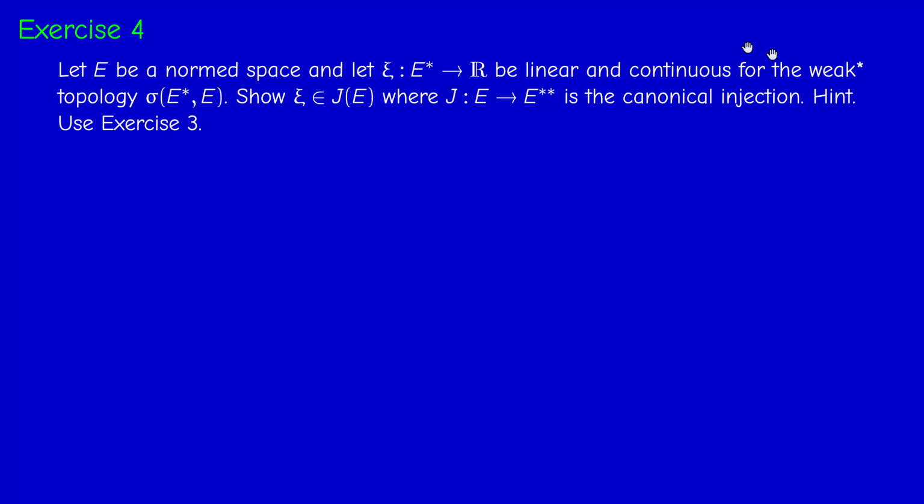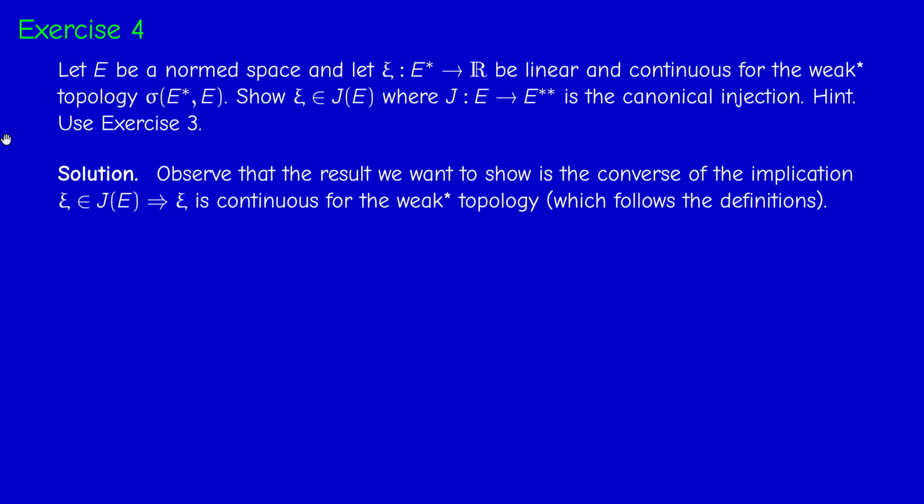Now, as you know, not every Xi in the dual of E double star belongs to J of E. So this is true if E is reflexive. J is not necessarily surjective. So what we want to prove actually is the converse of the implication that if Xi is in J of E, then Xi is continuous for the weak star topology. And this follows precisely from the definition of the weak star topology, because the weak star topology makes continuous all these maps that live in J of E. So here we have to prove the converse.